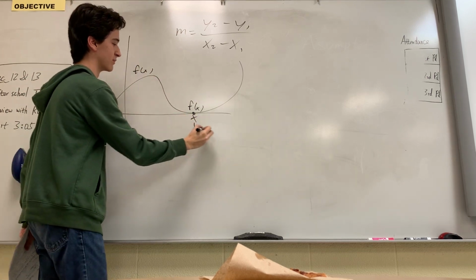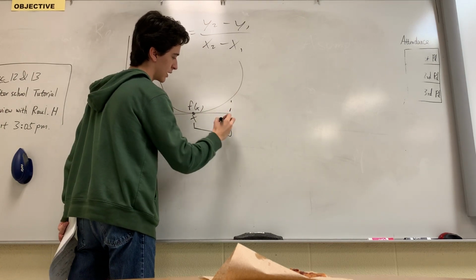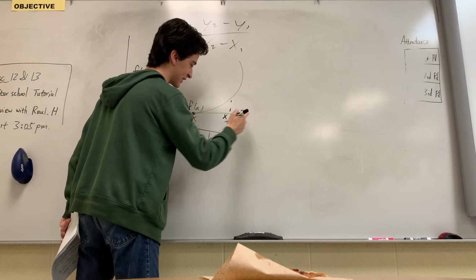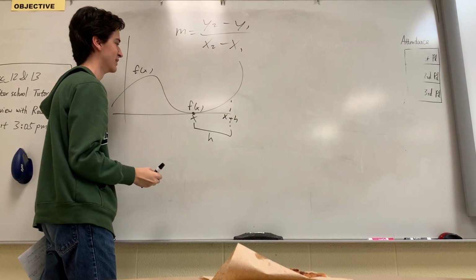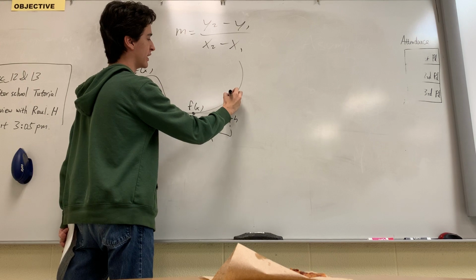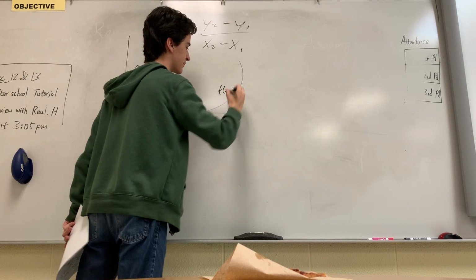And then let's say we move a distance h. Then over here we would have x plus h, because if you move h to the right, you add h to take that point into account. And then plugging in that new x value, we get f of x plus h.